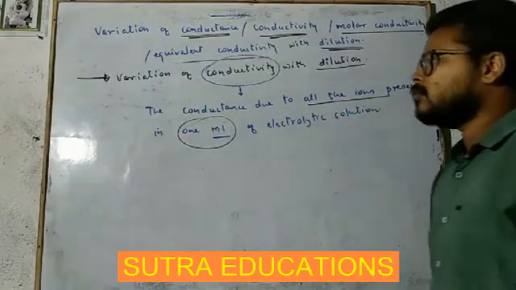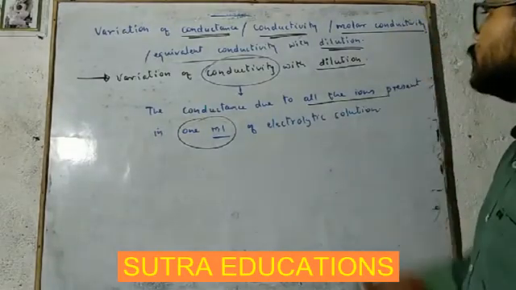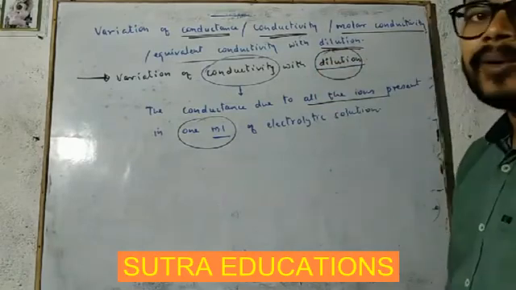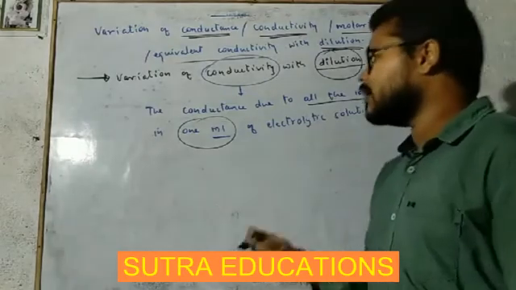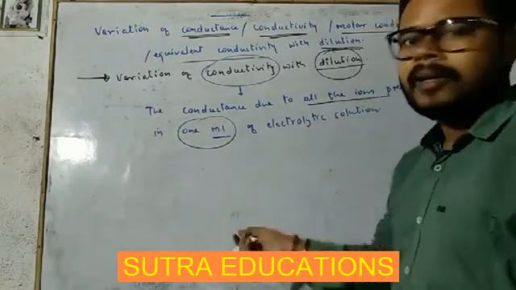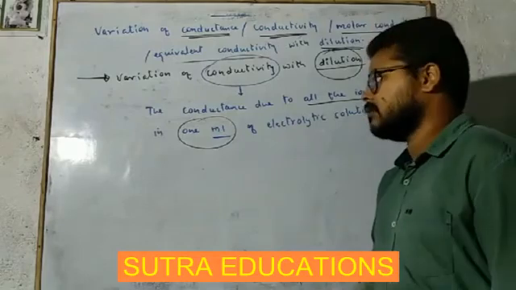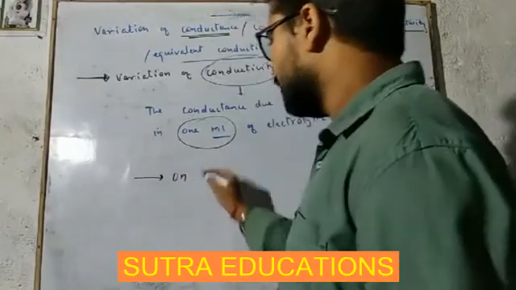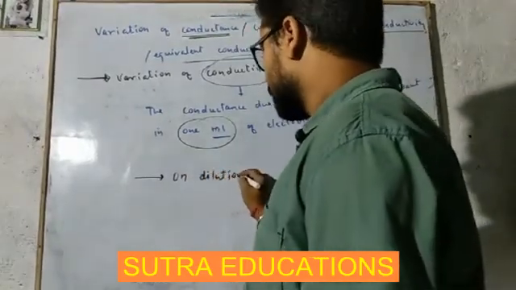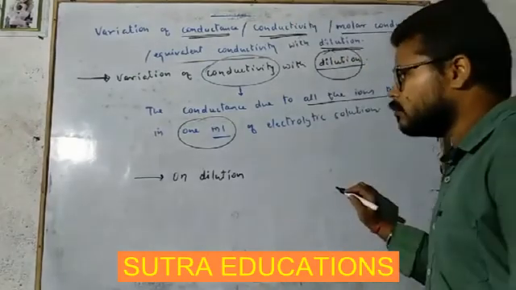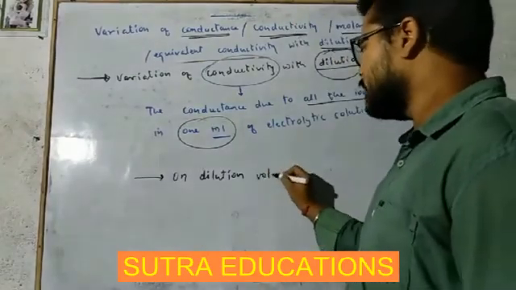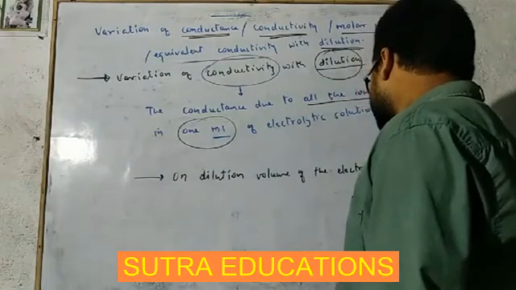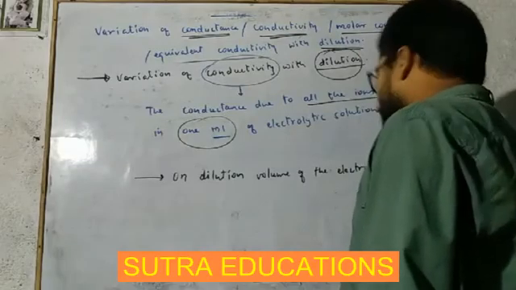Getting me? So what are we going to change? We are going to add more and more water. So if we add more and more water to the electrolyte, then what will happen? Then on dilution, the volume of the electrolytic solution will increase.